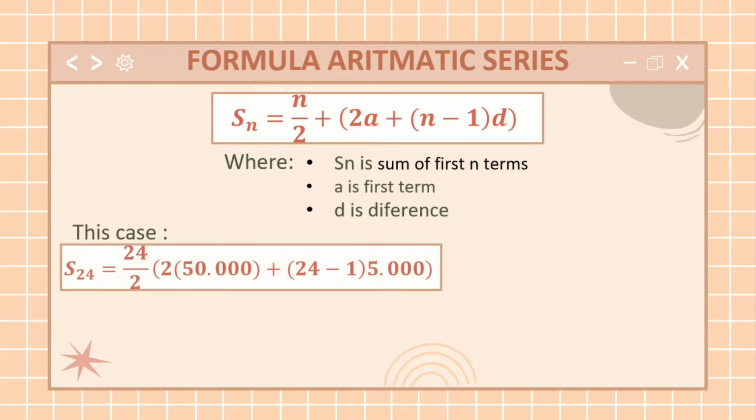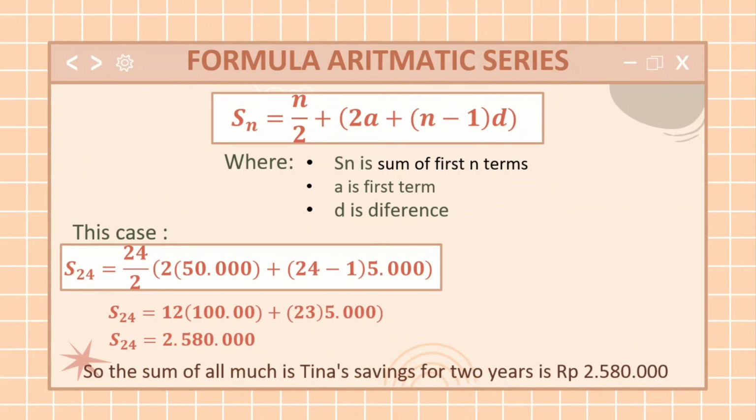In this case, S24 equals 24 over 2 times 2 times 50,000 plus 24 minus 1 times 5,000. S24 equals 12 times 100,000 plus 23 times 5,000. S24 equals 2,580,000. So, the sum of how much Tina is saving for 2 years is 2,580,000.